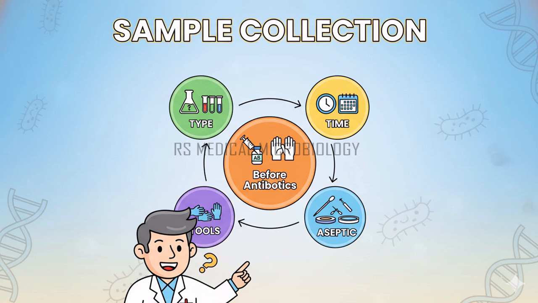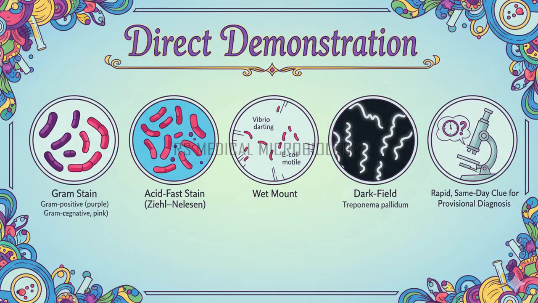Once the sample is collected, comes the first step in the lab, which is direct demonstration. That is your microscopy. Write relevant microscopy. It may be Gram stain, or if you are looking for tubercle bacilli, it's acid fast staining. If it is a stool sample looking for Vibrio cholerae, then a wet mount or dark field, or these direct demonstration techniques will help you give the report earlier. So mention them definitely.